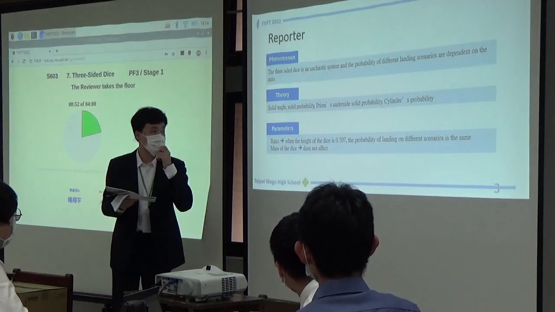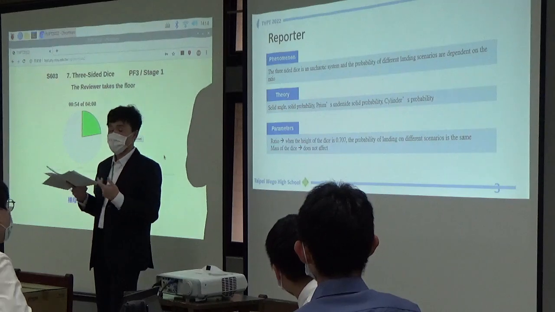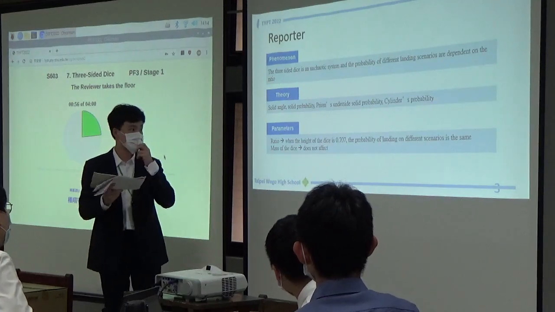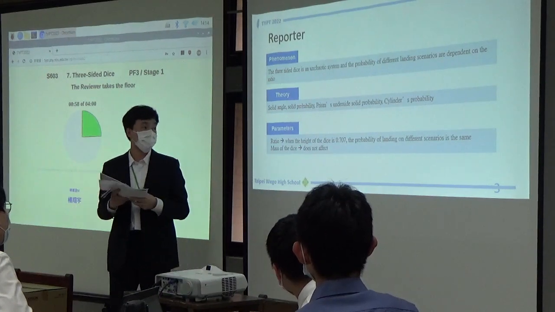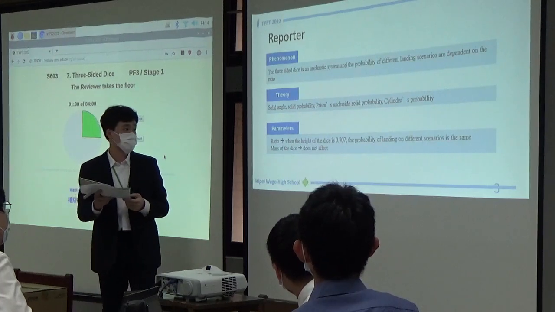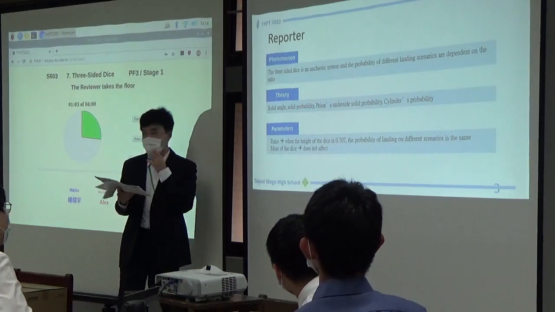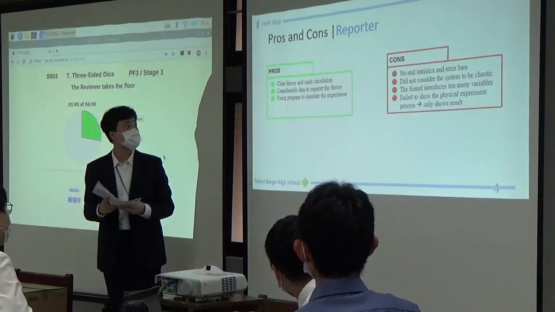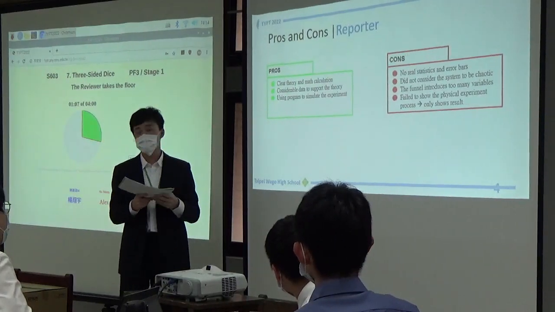They conclude that when the height of the dice is 0.707, the probability of landing on the different scenarios is the same, and that the mass of the dice will not affect the result. Here are the pros and cons of the reporter.